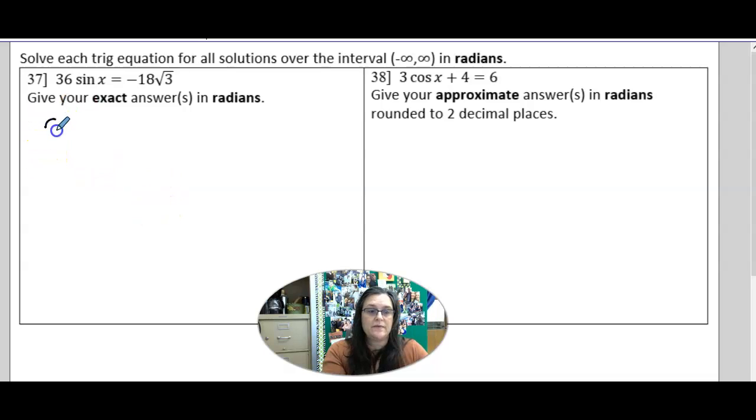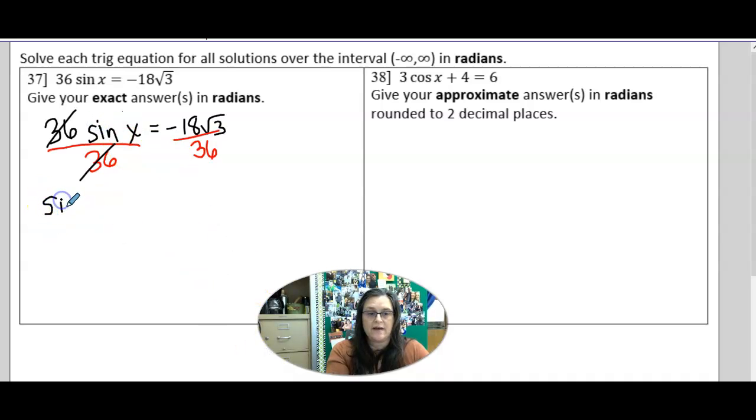Okay, number 37, we're asked to solve the trig equation 36 sine of x is equal to negative 18 square root of 3. And we're going to start by dividing both sides by 36 to cancel out that coefficient on the sine function. And we'll have sine of x is equal to negative square root of 3 over 2 when we reduce the 18 over 36.